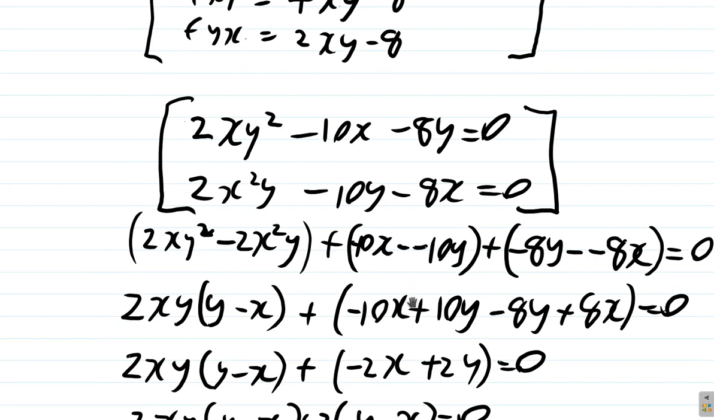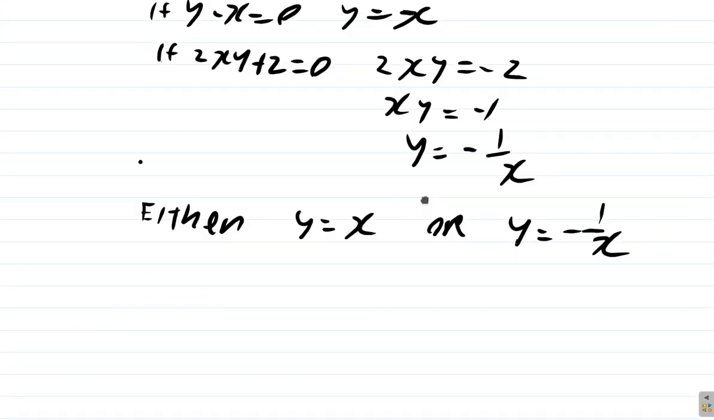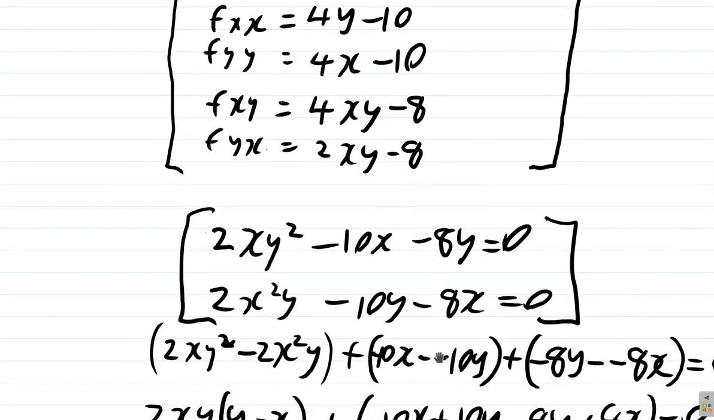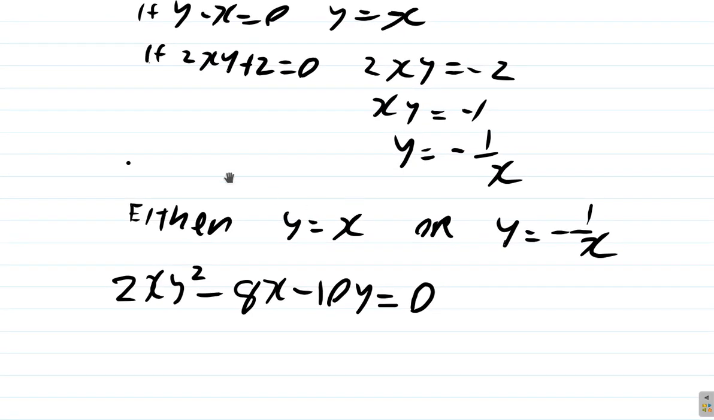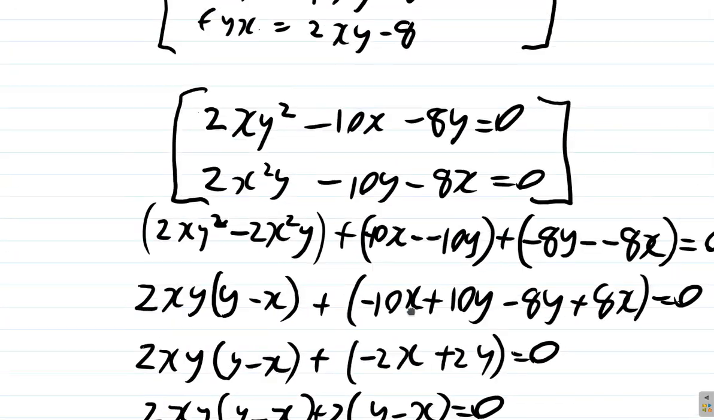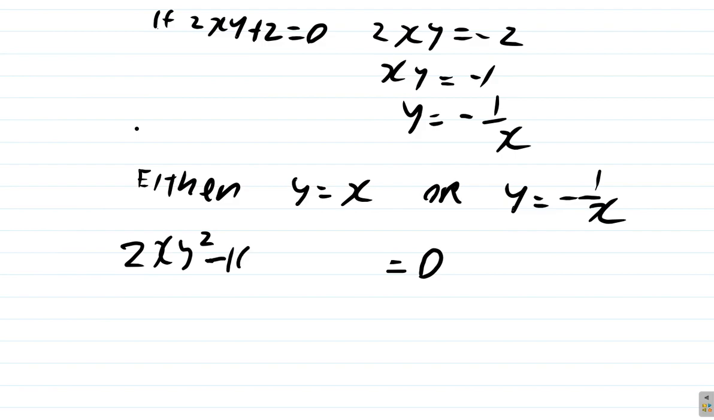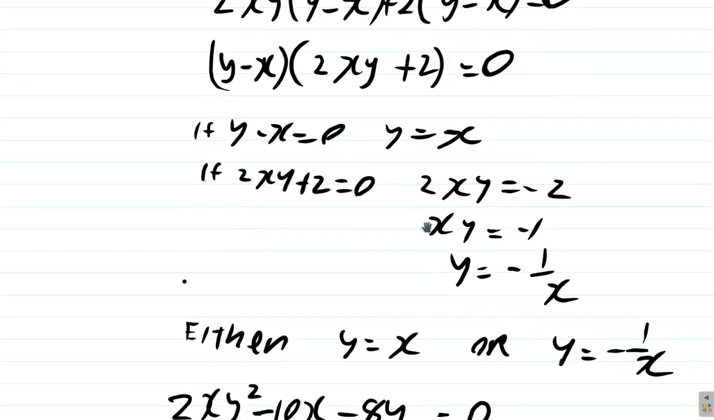Put them in square brackets. 2xy squared minus 10x minus 8y equals 0. 2xy squared minus 8x minus 10y equals 0. Is that correct? Oh, I mixed it up. So it is 2x squared y minus 10y minus 8x equals 0. Alright, good.